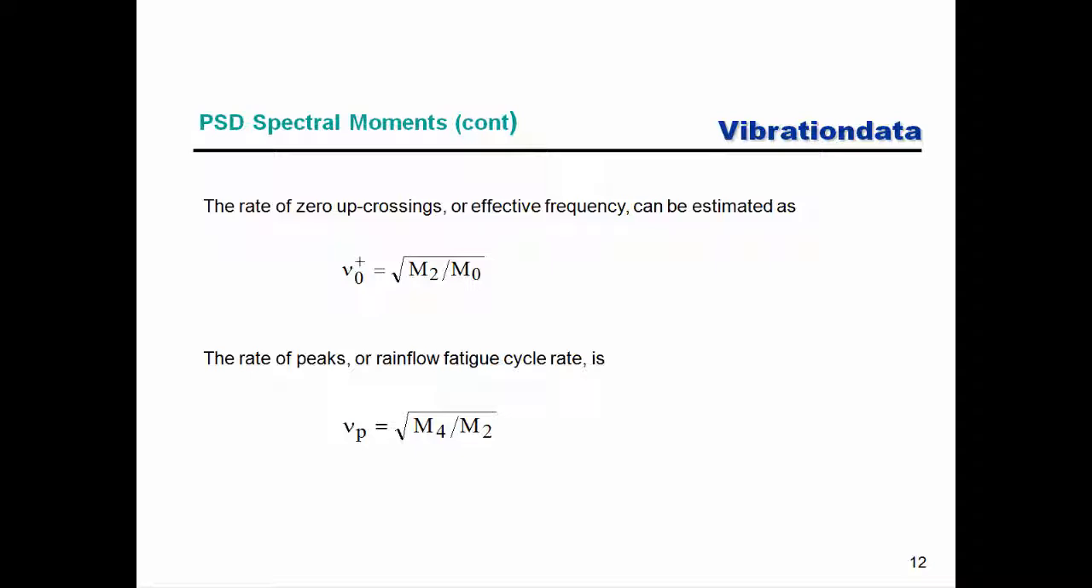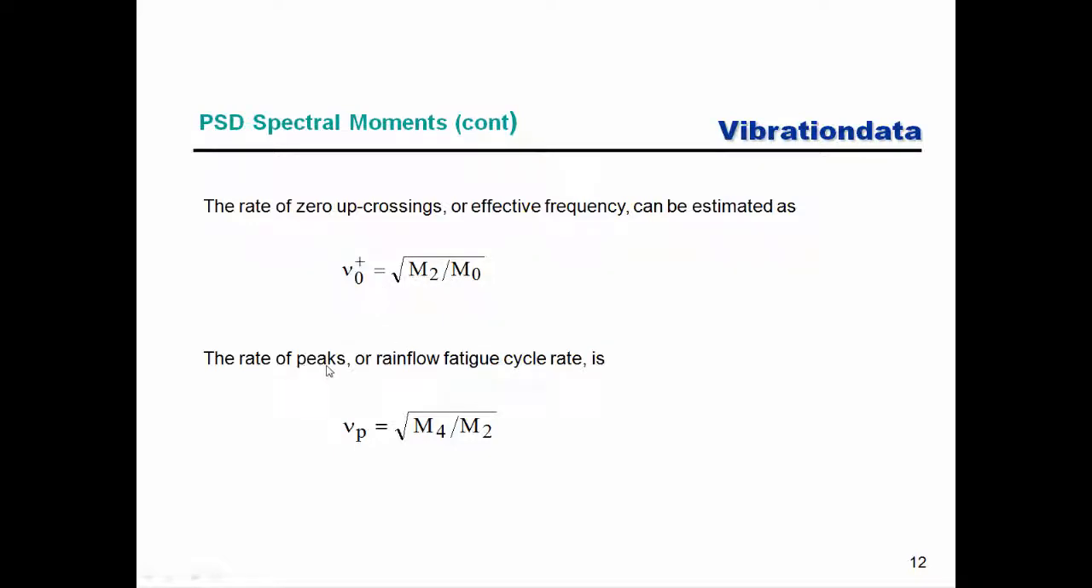The rate of 0 upcrossings, or effective frequency, is equal to the square root of the second spectral moment divided by the 0th spectral moment. So this is like a characteristic frequency of the PSD.